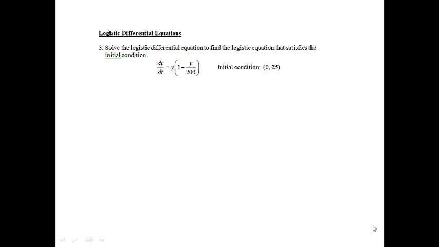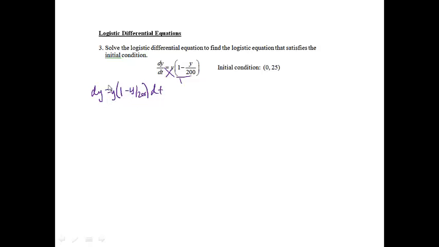Problem 3. Solve the logistic differential equation to find the logistic equation that satisfies the initial condition: dy/dt equals y times the quantity 1 minus y over 200, with the initial condition (0, 25). All right, we are going to start by cross multiplying, and when I do that, I'm going to get dy is equal to y(1 minus y over 200) dt.